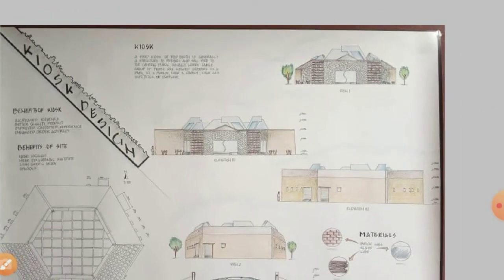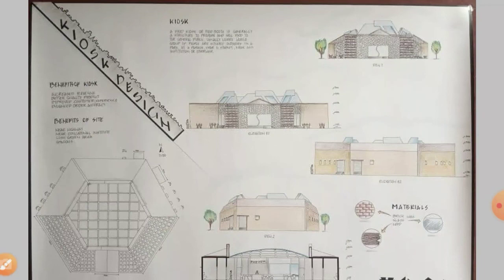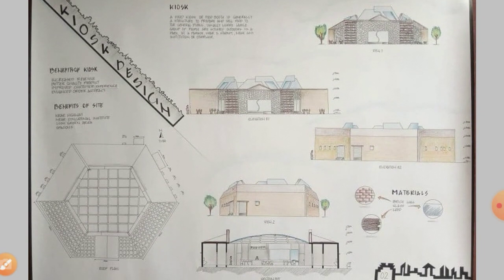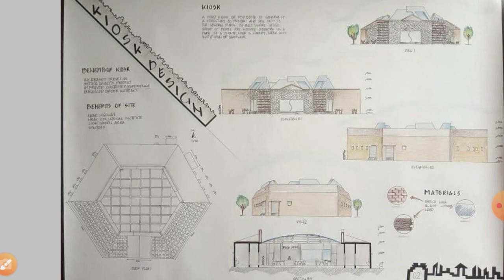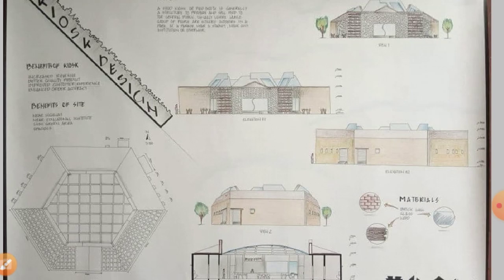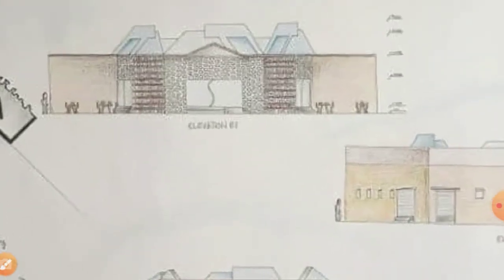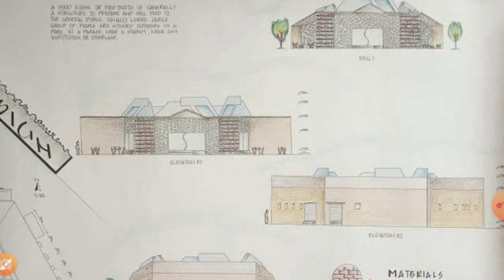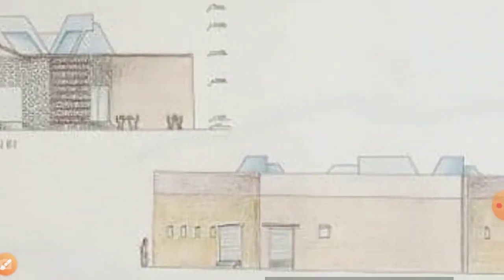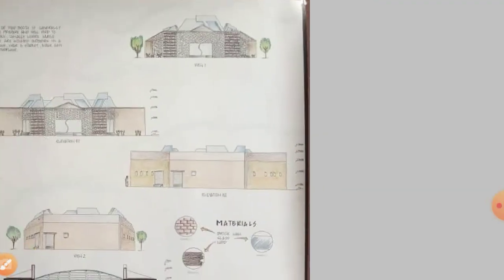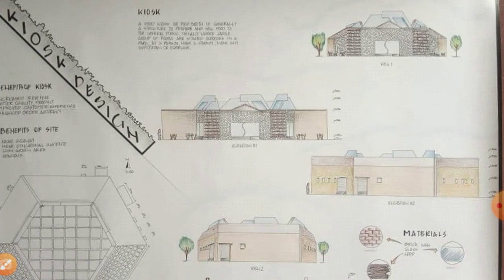Now here I have shown various structures showing the front elevation and the back elevation. This is my front elevation, which has a maximum height of 7000 mm. Here is my back elevation.